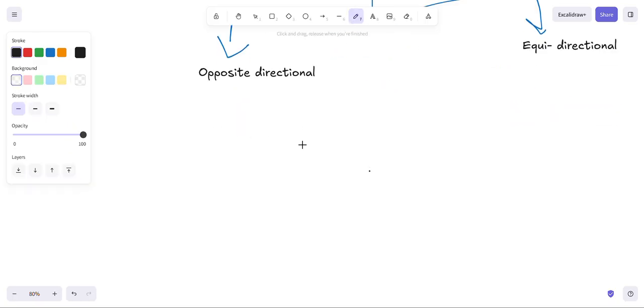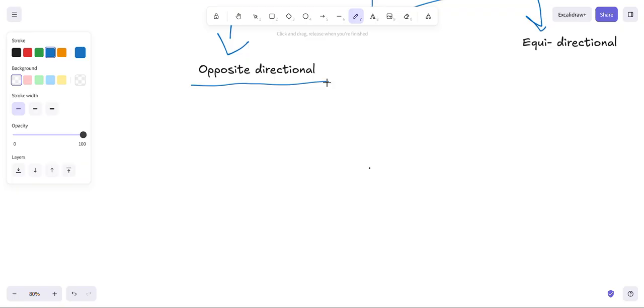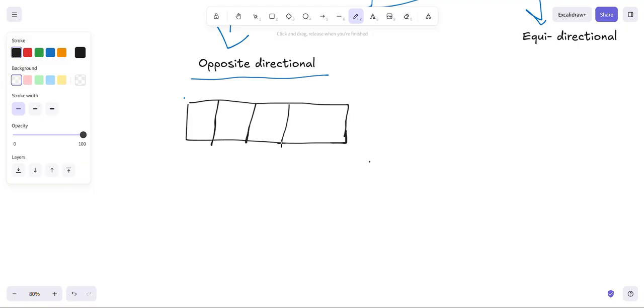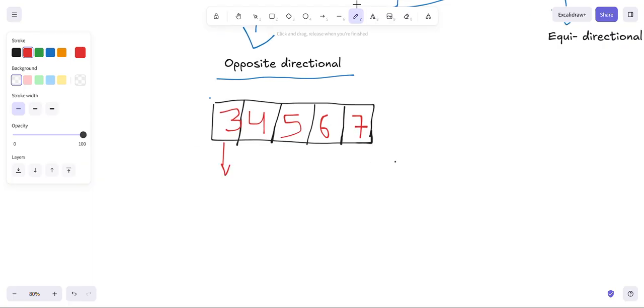Opposite directional means we set two pointers, or two variables, in opposite directions. Just suppose there is an array, and here are some elements. As I said, two pointers means we need to use two variables, or pointers, whatever we call them. Opposite direction means the first variable we put here and the second one here. Both are in opposite directions.